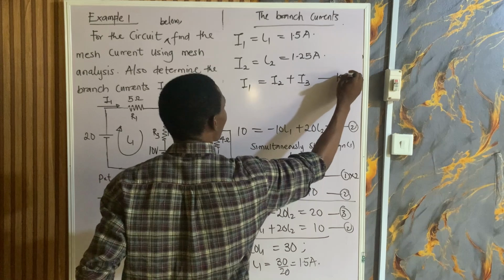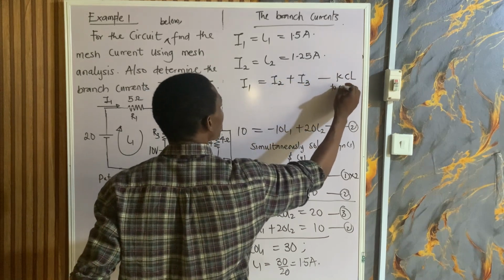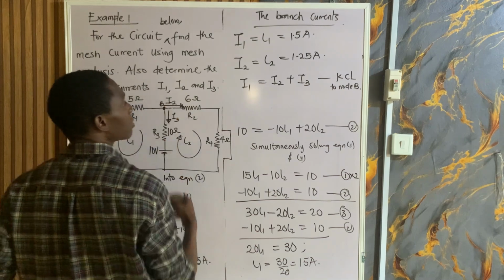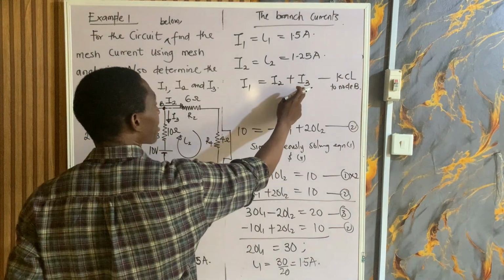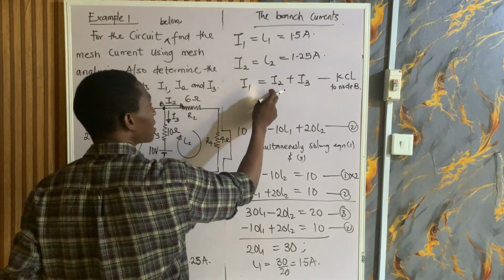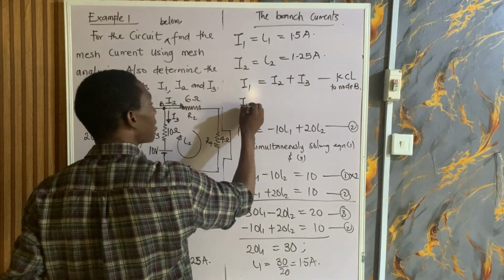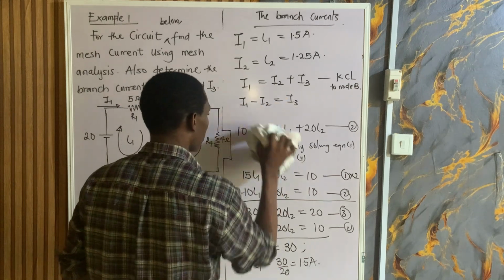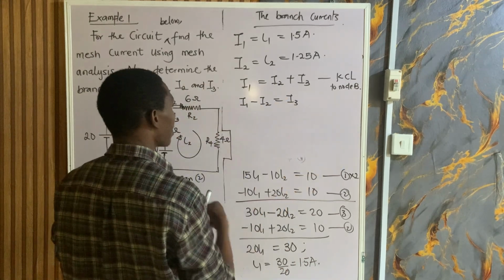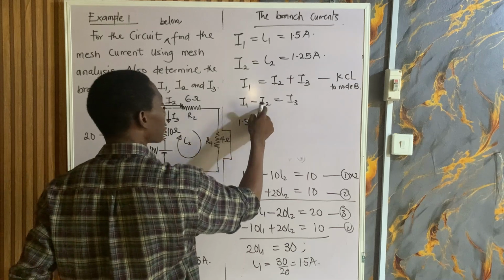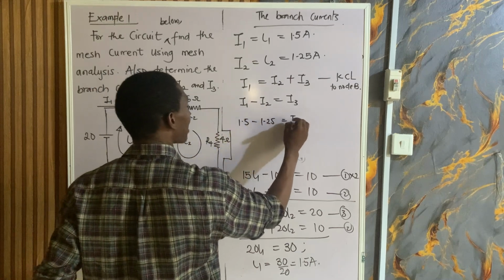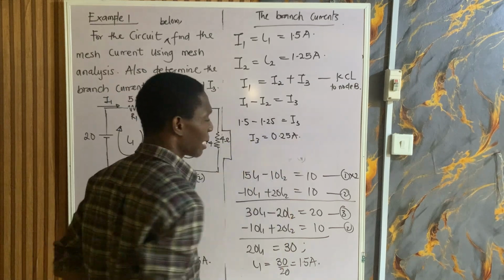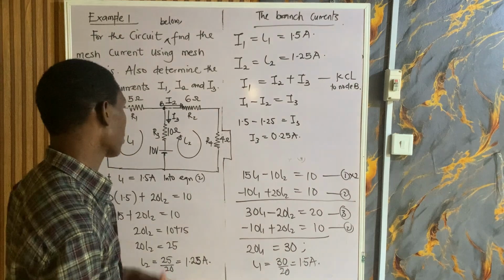So this KCL is applied to node B. I call this node B. And so you can get the value of your I3. We've gotten I1, yes. We've gotten I2, yes. We get I3: just bring this one here. You can say I1 minus I2 is your I3. And so you understand now that if I take I1, which is 1.5, minus I2, which is 1.25, I will get I3. So what's the I3? That is 0.25 ampere. So that's that about that for this question.